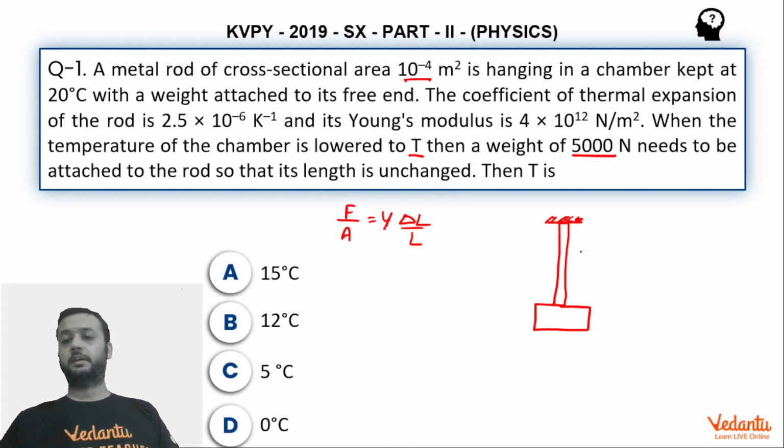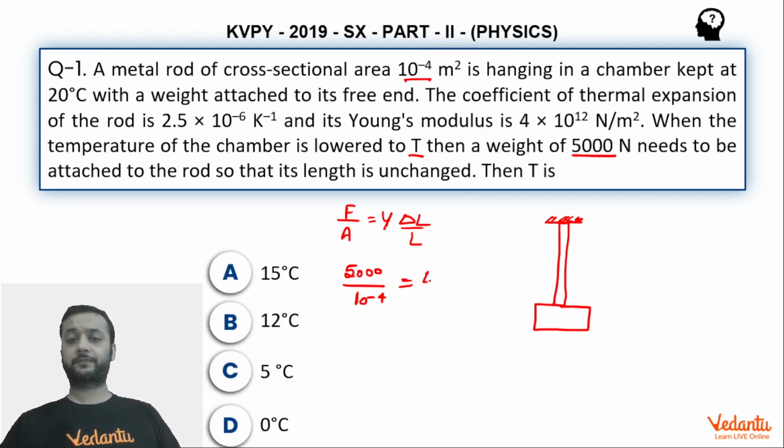Okay, now let's say right now the rod is already in equilibrium or rod has acquired certain length. Okay, now how much extra weight we are putting? 5000. Okay, that means extra stress generated will be 5000 upon cross section area, which is 10 to the power minus 4. So this will be equals to extra stress, that should be equals to Young's modulus, which is 4 into 10 to the power 12, okay, into extra strain.